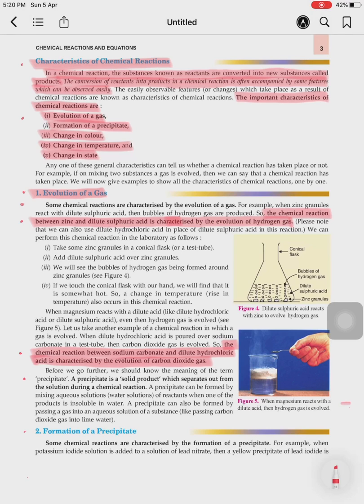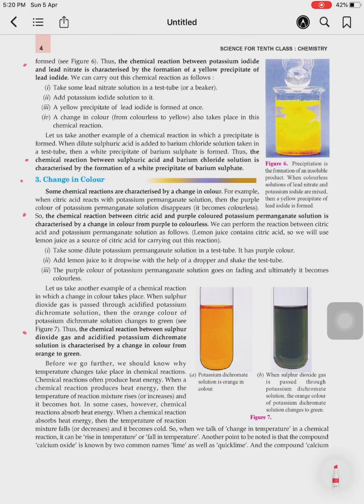Now before getting into the second characteristic of a chemical reaction, you need to understand what a precipitate is. A precipitate is a solid product which separates out from the solution during a chemical reaction. For example, the reaction between potassium iodide and lead nitrate is characterized by formation of a yellow precipitate of lead iodide. This is the diagram of formation of lead iodide. So lead iodide looks like this.